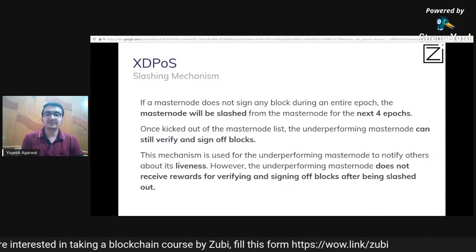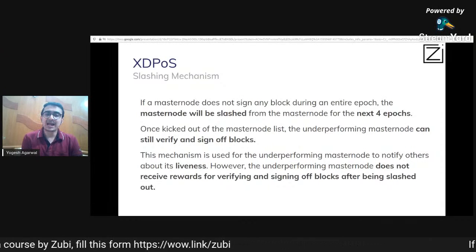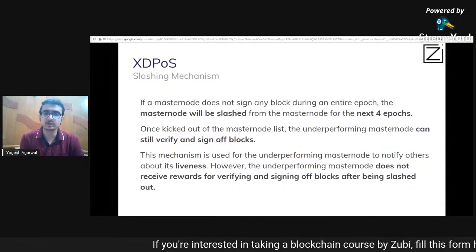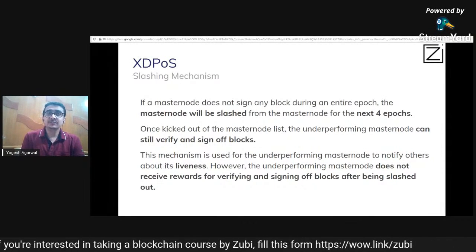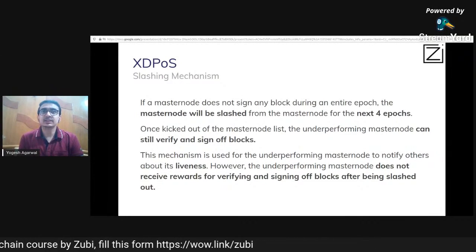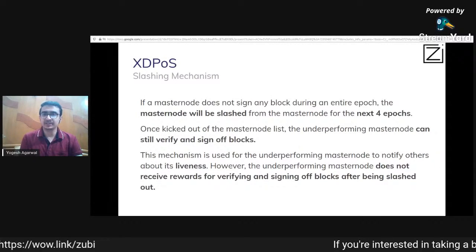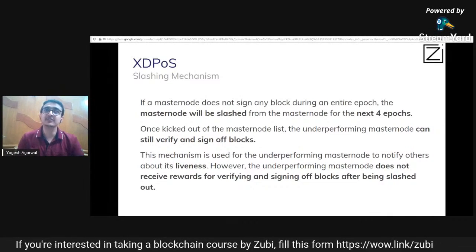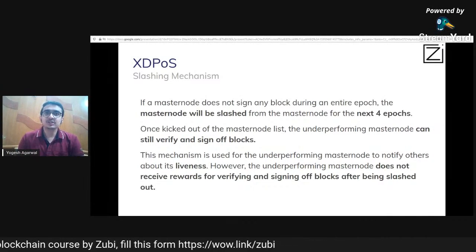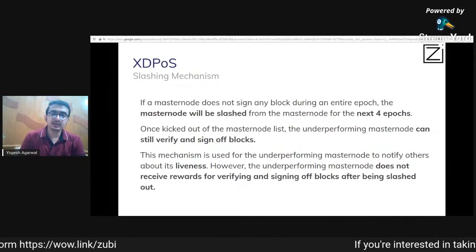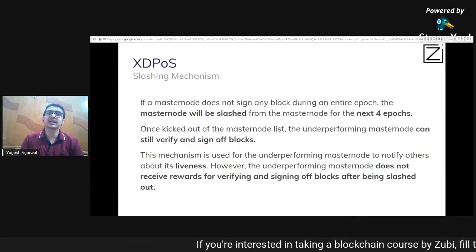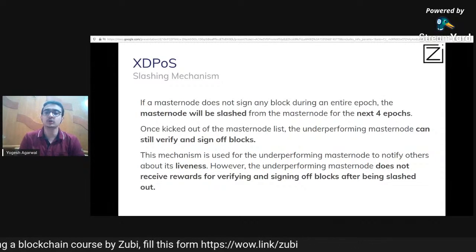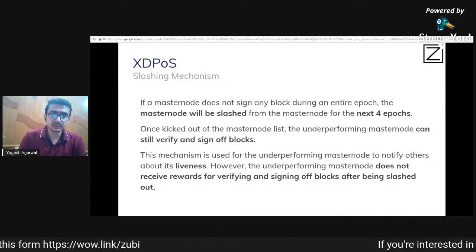Meanwhile, while they have been banned or slashed off, they can still verify and create blocks, but they will not be incentivized for that action. So they will be banned or suspended, and they can still perform their actions, but they will not be incentivized. That is the consequence of being an underperforming master node. If they want to become a master node again, then during that suspension period they still have to sign and verify blocks even if they are not getting any benefit out of it, so that the system can check that yes, this master node is active again, so we can include it. So this is the slashing mechanism.